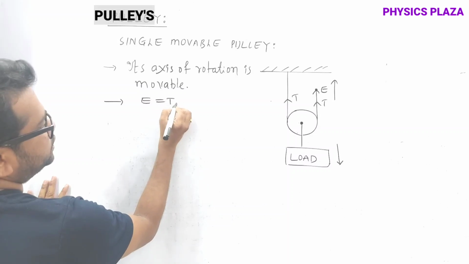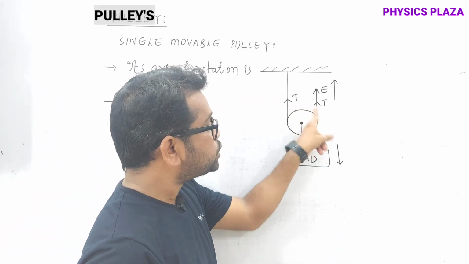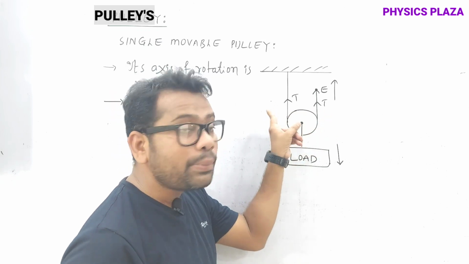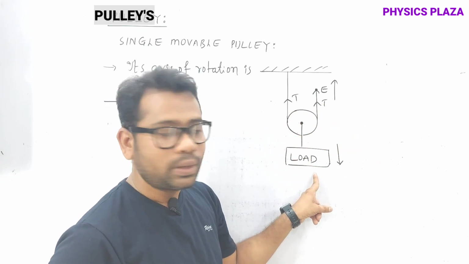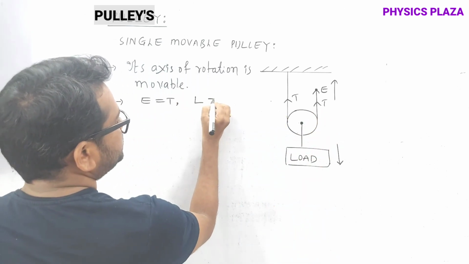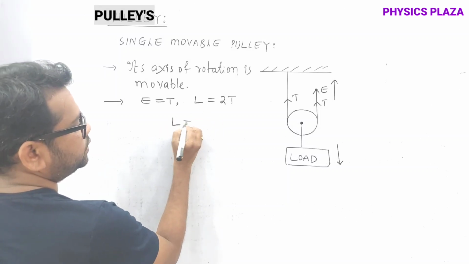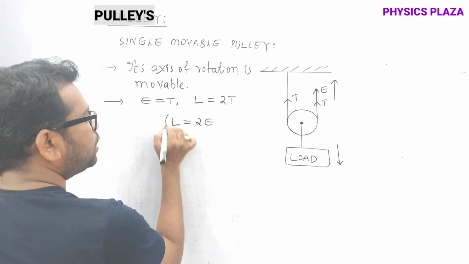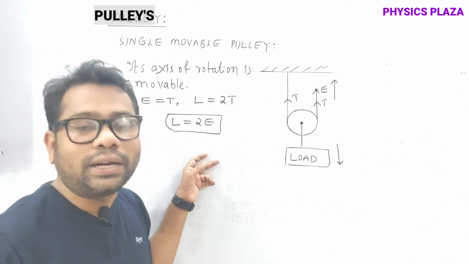And here if you can see, children, effort is balanced by tension, that is okay. But if you notice, this load is balanced by the two tensions developed in these two segments of the string. These two tensions are balancing this load, means L is equal to T plus T. It's very important. That is, load is equal to 2T. So this also we can write as L is equal to 2E. So this is how load and effort for a single movable pulley are related.